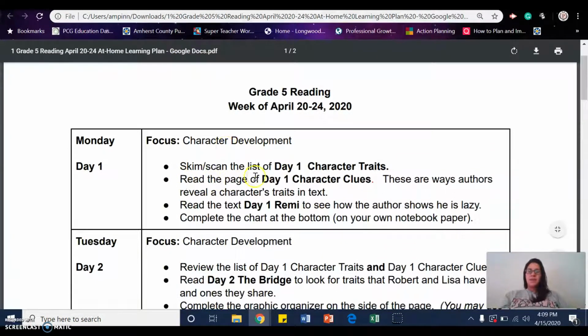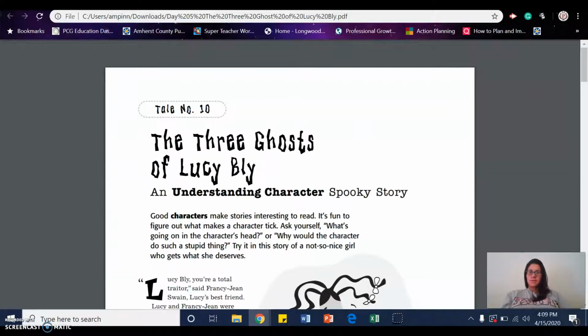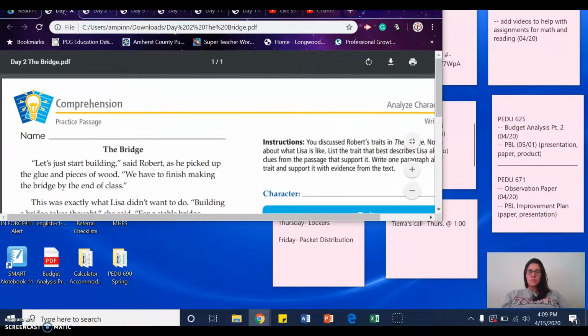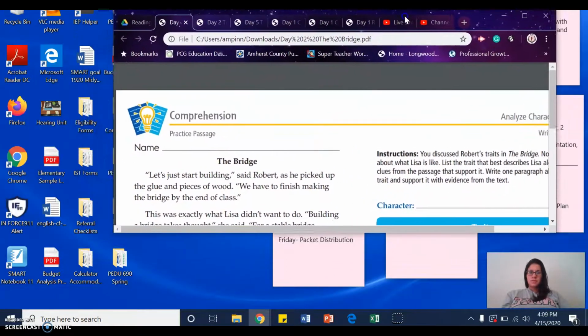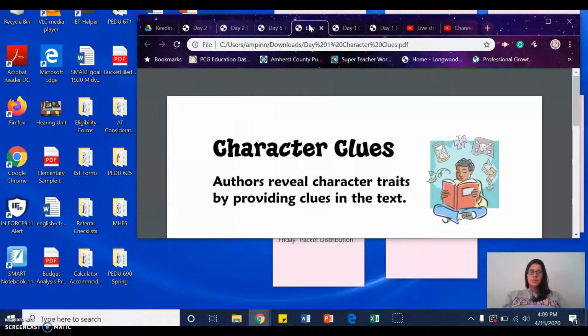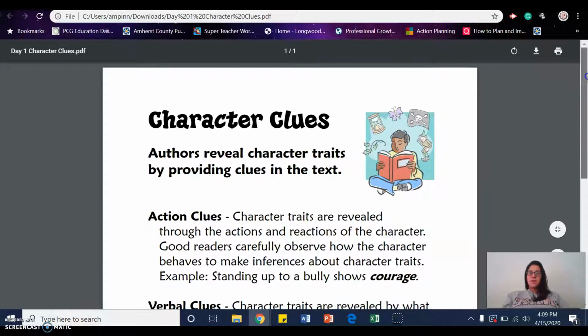So let's look back at this. And then it says read the page of day 1 character clues. So let's look at what that looks like. Hold on, guys. All right, here we are with character clues.